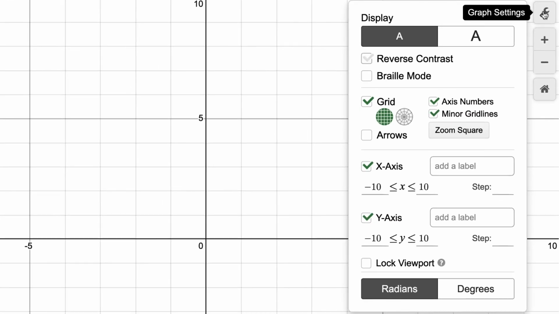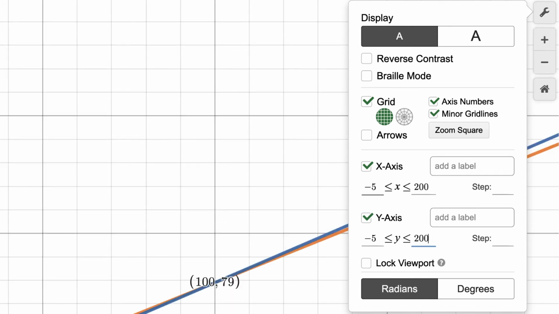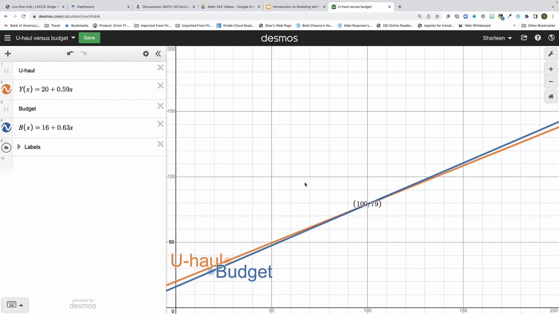reset the window. I'm going to reset the window parameters for the x-axis to be from -5 to 200, and for the y-axis, I'm also going to go from -5 to 200. And we can see our two functions in orange and blue here. I've also labeled them for the U-Haul function and the budget function. We can see our intersection point for these two graphs is (100, 79). That represents if we drive 100 miles, the cost for both companies will be the same, $79.